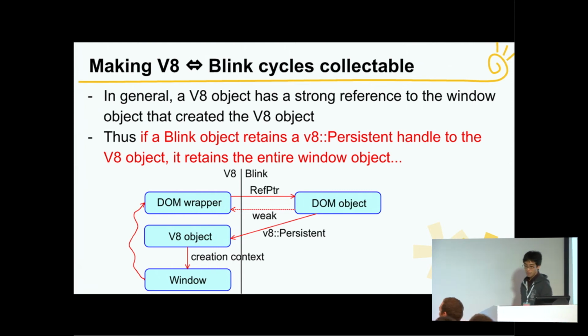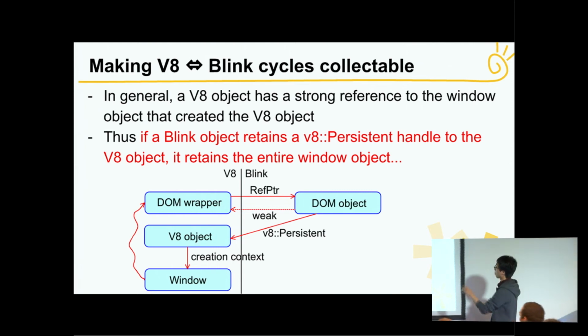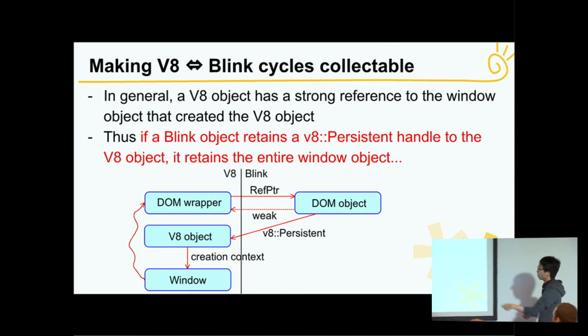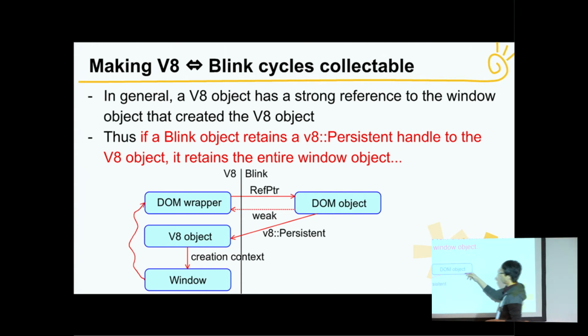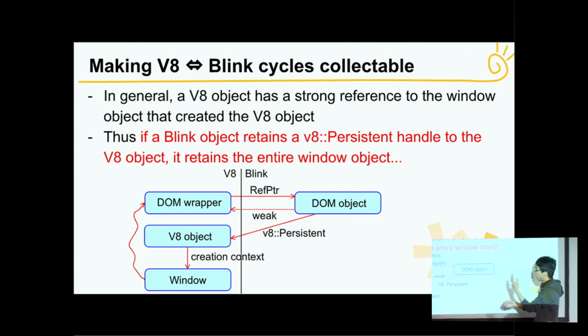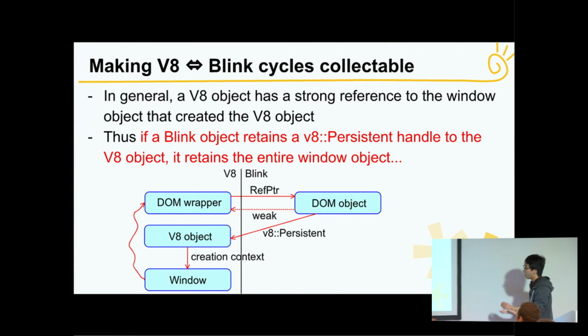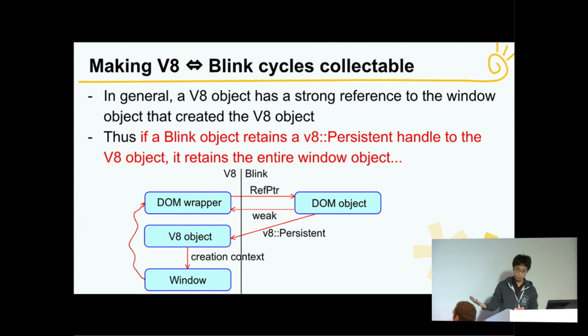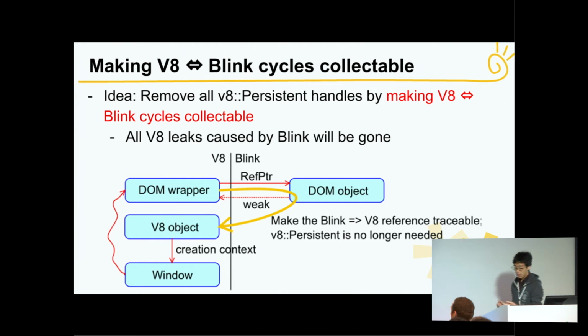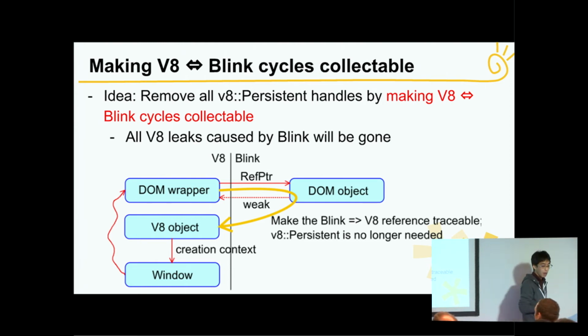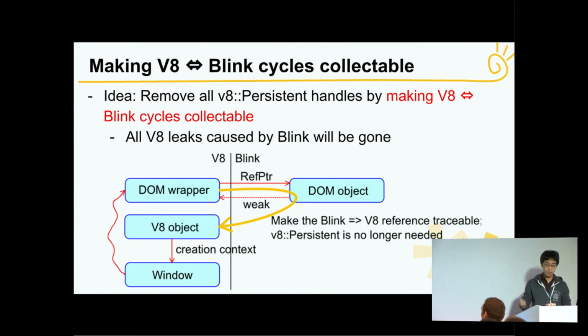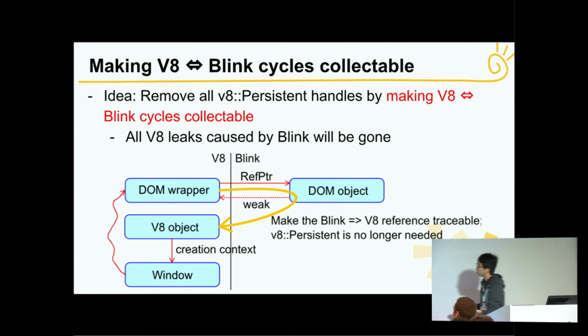As I mentioned, in general, a V8 object has a strong reference to the window object that created the V8 object. So this means that if a Blink object retains a V8 persistent handle to the V8 object, it retains the entire window object, which can be huge. So the idea is to remove all V8 persistent handles by making V8-Blink cycles collectible.